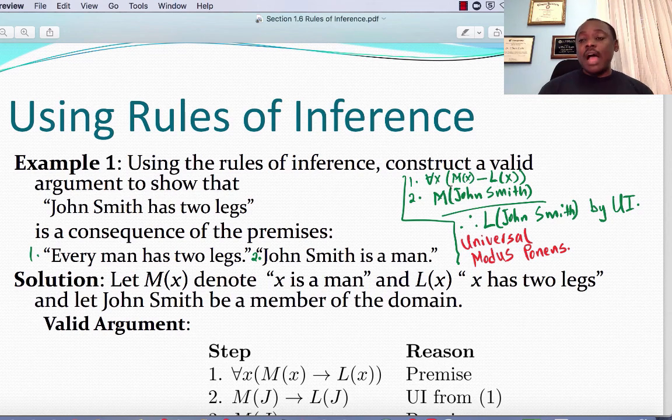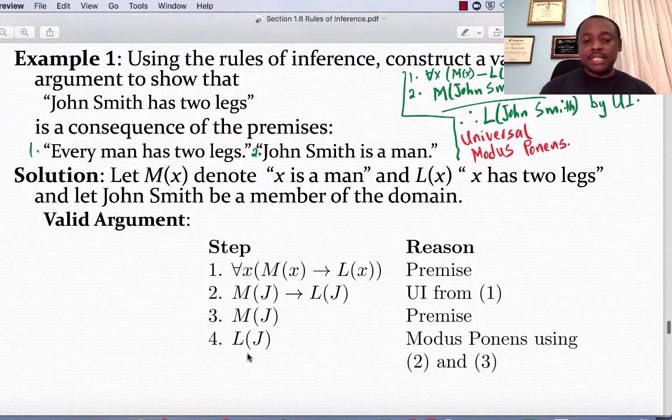Then by UI, universal instantiation, which you do not really have to memorize, you can conclude that L of John Smith. John Smith has two legs. And you can put the premises down as follows. For every X, M of X implies L of X. So, a particular case, MJ would imply LJ. MJ is true, therefore by modus ponens, LJ has to be true.